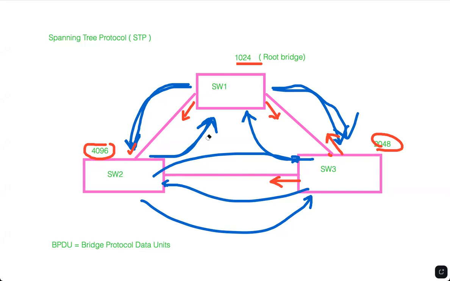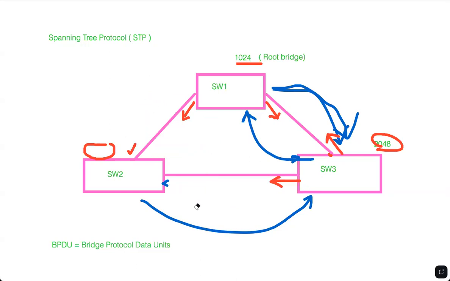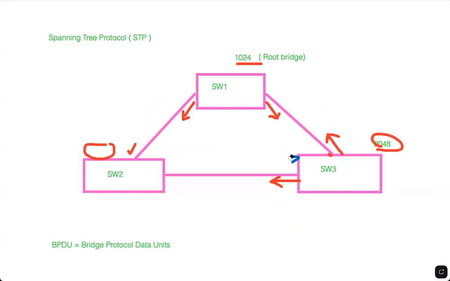Okay, so let me erase a few things. So we have either this port to be blocked or this port to be blocked. But because this port is closest to the root bridge, this port is directly connected to the root bridge, this port will not be blocked. And the remaining port is this one. So this port will be blocked. So the topology, even though there is a loop topology, after the root bridge, will look like this.